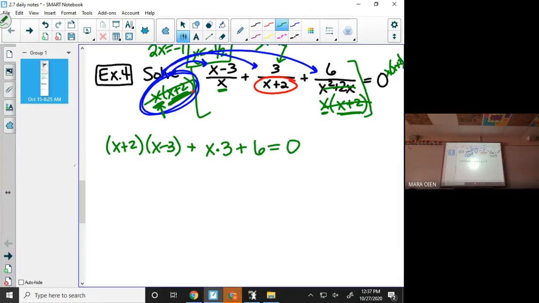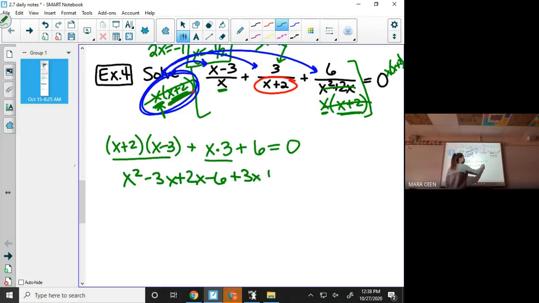On the right-hand side, it's 0 times all of that, so the right-hand side is still at 0. This one, I am going to have to FOIL that out. So I'm going to go ahead and FOIL out this. Once I FOIL that out, I'm going to combine like terms and see what I can do to solve. So when I FOIL, I get x squared minus 3x plus 2x minus 6. But then here I've got a 3x and a plus 6. If I combine like terms, I've got an x squared. Those cancel. Plus 2x. And those cancel.